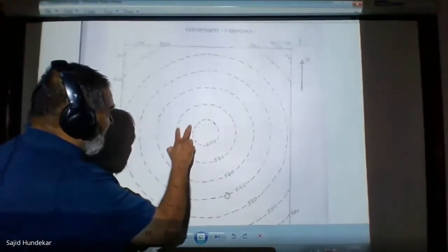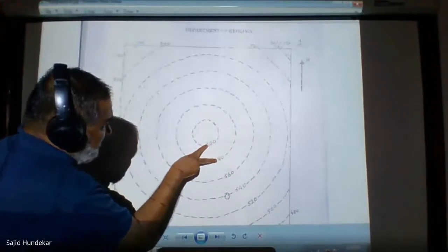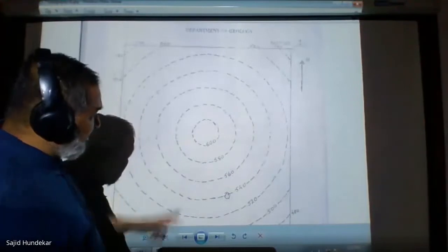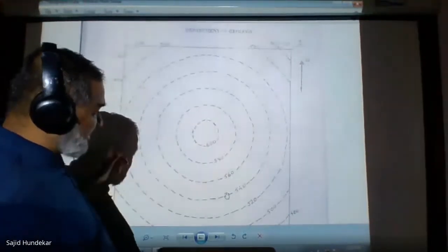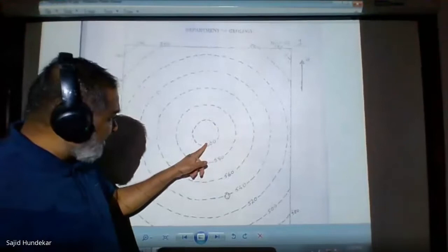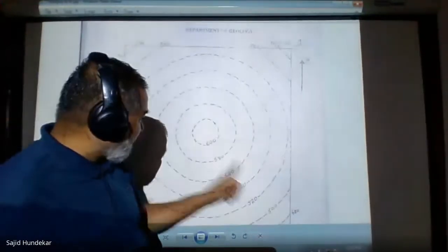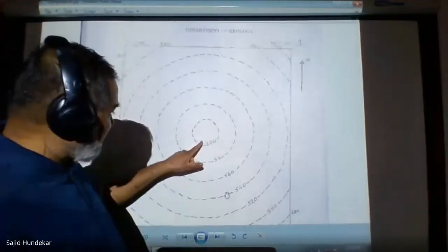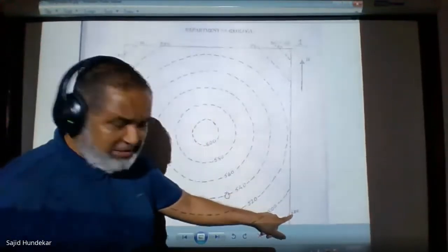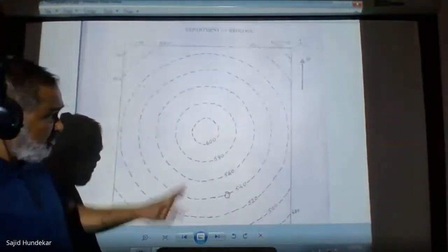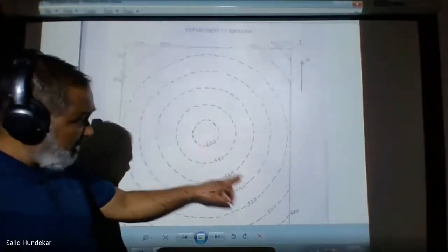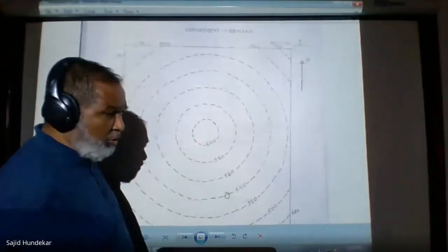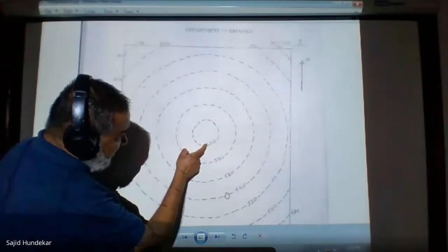The contour interval is 20 meters, between the two dotted lines. All contours are equally spaced. The highest point is 600 meters and the lowest is 480 meters. The highest value is at the center and at the periphery we have the minimum. If you want to show the slope, it will be from 600 to 480.